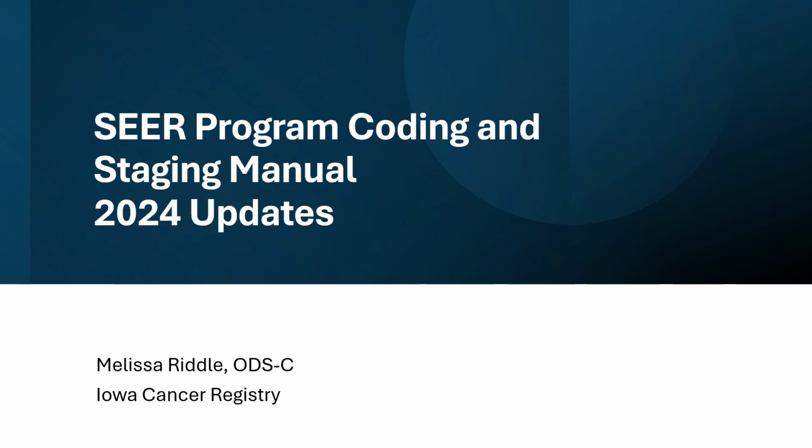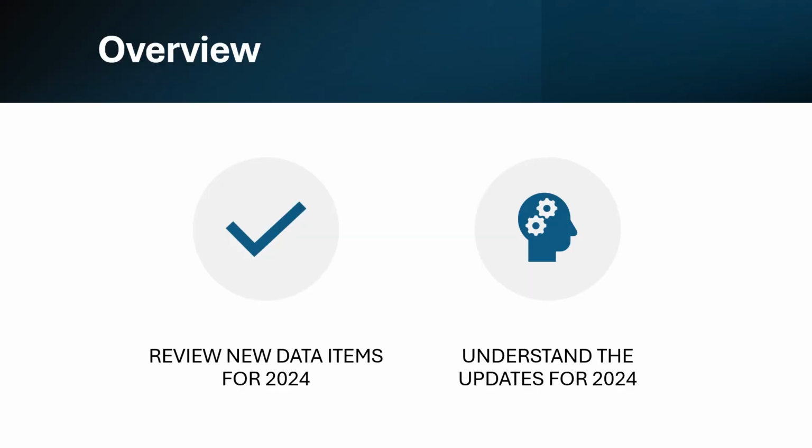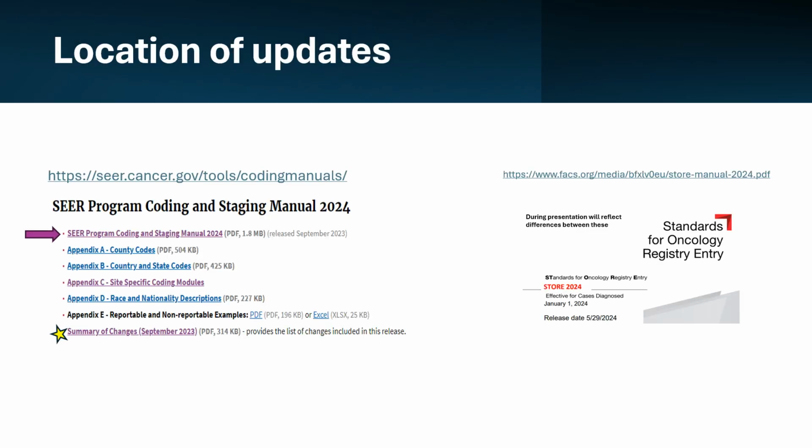This presentation will focus on the SEER Program Coding and Staging Manual 2024 updates. During this presentation, we will review new data items for 2024 and understand the updates that have occurred for 2024. The location of these updates will be found on the SEER website. I will be reviewing major changes and not the minor updates or text changes.